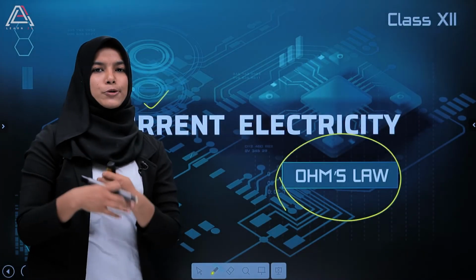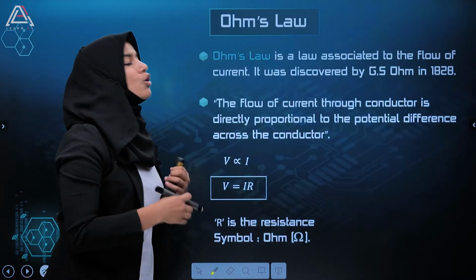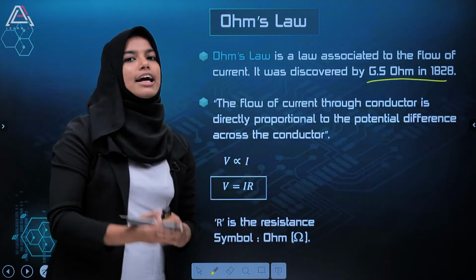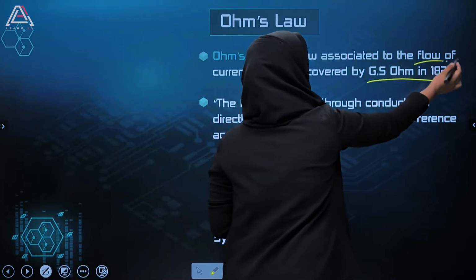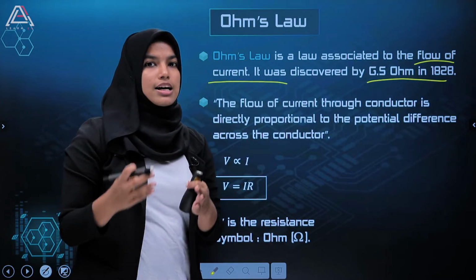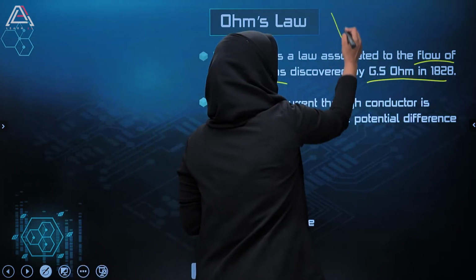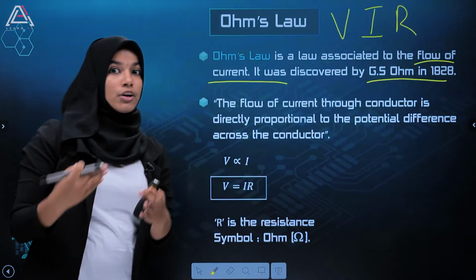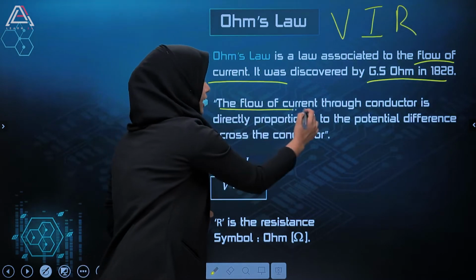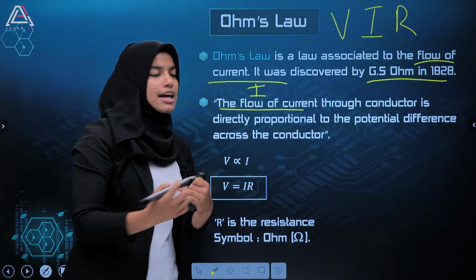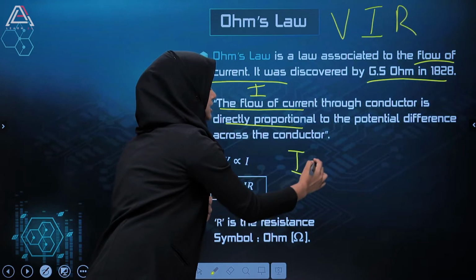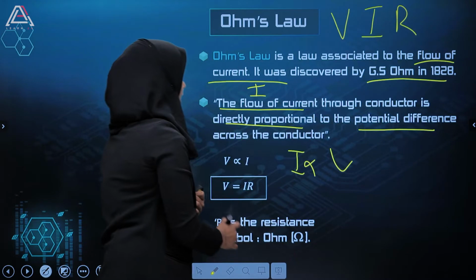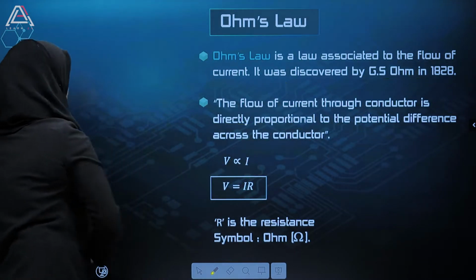So what is Ohm's law? Ohm's law is a law which was proposed by G.S. Ohm in the year 1828, and it is related to the flow of current. So Ohm's law is a law that is connecting potential difference V, current I, and resistance R. So according to Ohm's law, the flow of current, that means I, is directly proportional to the voltage, the potential difference. So we can write V is directly proportional to I.